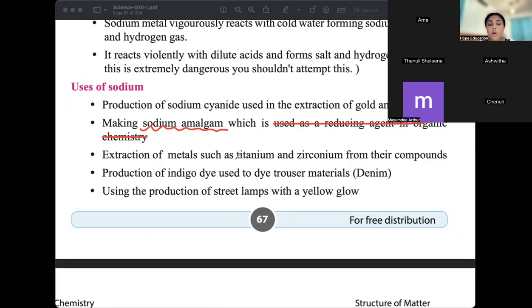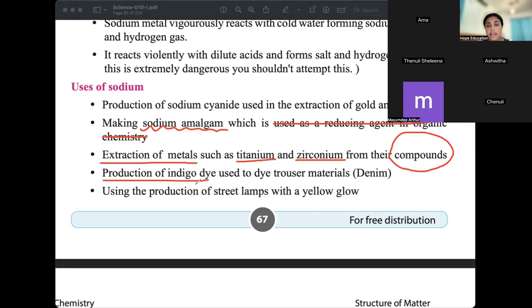Then there are metals called titanium and zirconium, right? To extract the metals titanium and zirconium: usually they are in compounds. Like sodium, they are reactive, so they are usually in compounds. A compound means the metal has reacted with something else. So you can extract the pure metal from it using sodium. That is another use. Then another one: we always wear denims, no? In denim they use an indigo dye to color the denim material. That dye is produced using sodium.